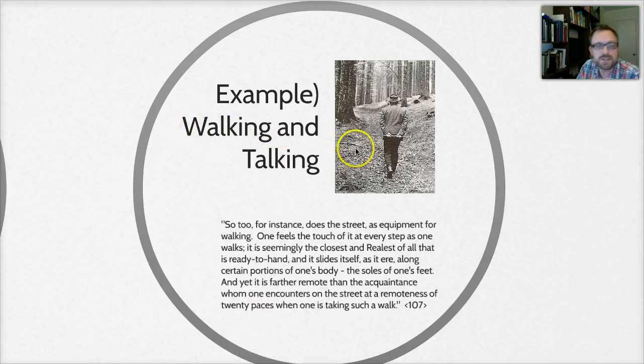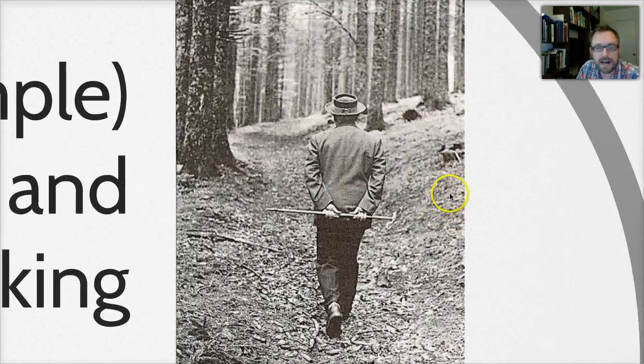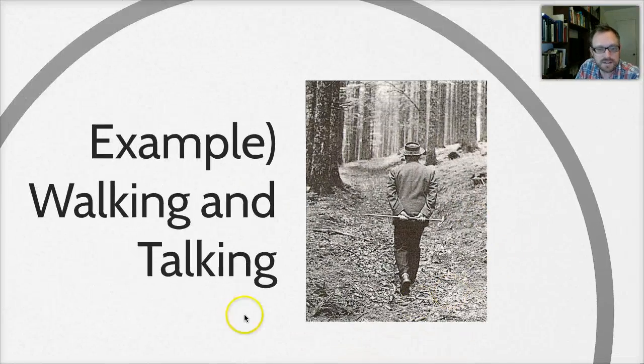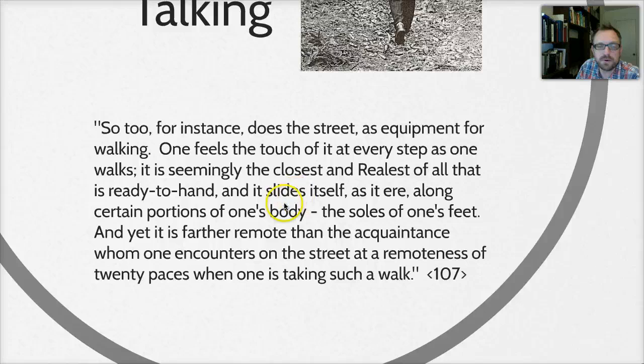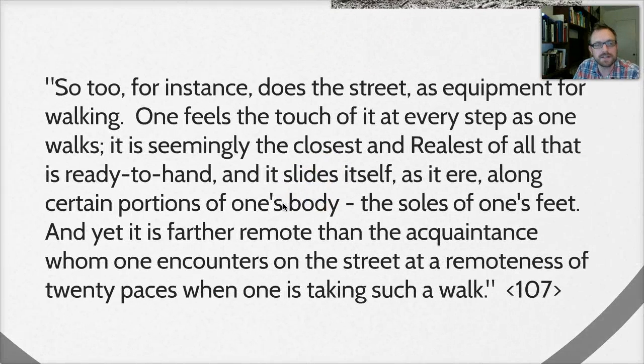And think about, for instance, when someone takes a walk. And by the way, here's a picture of Heidegger actually taking a walk in the Black Forest. But Heidegger at this point writes this just beautiful passage on 107. He writes, quote, "So too, for instance, does the street as equipment for walking. One feels the touch of it at every step as one walks. It's seemingly the closest and the realest of all that's ready-to-hand, and it slides itself, as it were, along certain portions of one's body, the soles of one's feet. And yet it is farther remote than the acquaintance whom one encounters on the street at a remoteness of 20 paces, when one is taking such a walk."